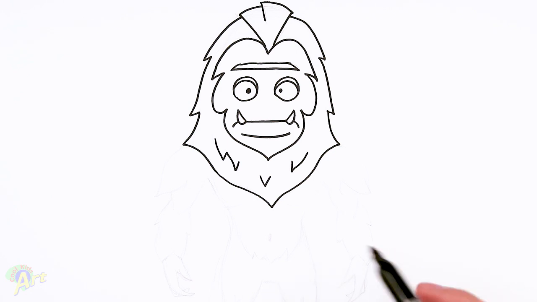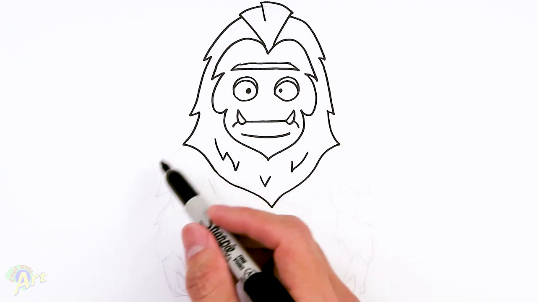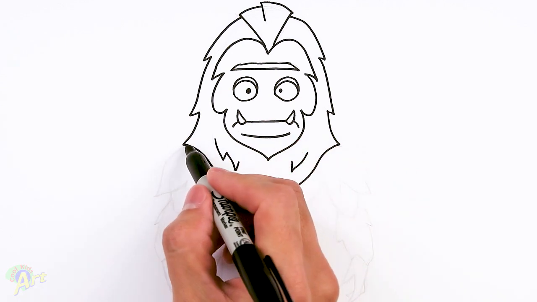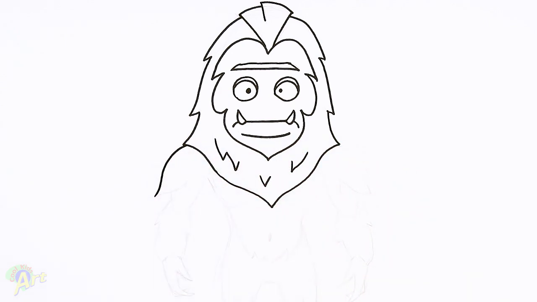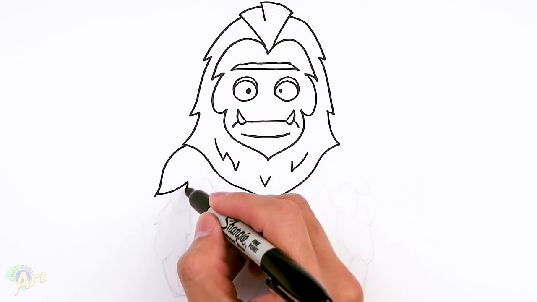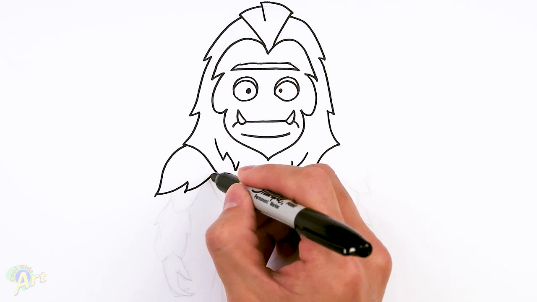Alright, so now let's draw in the rest of the body. So I'm gonna draw in the little patch of fur on the shoulders first. So start here, come back in, and then just kind of give a little bit of angle. Just go back all the way up.